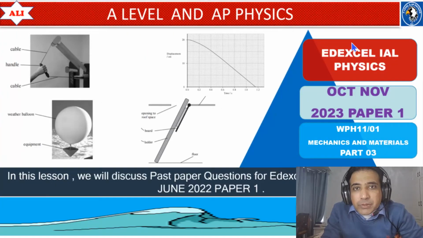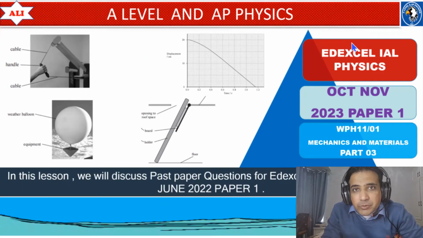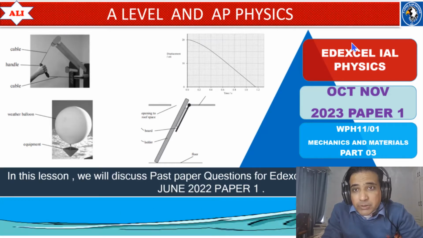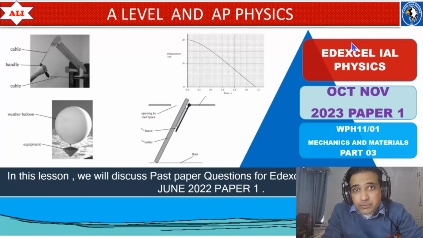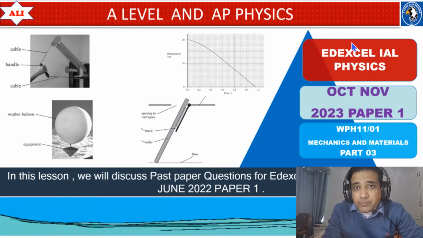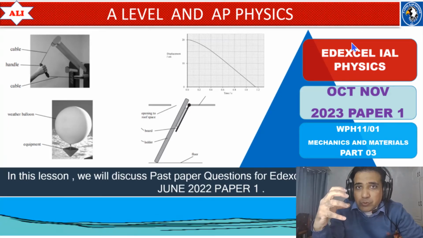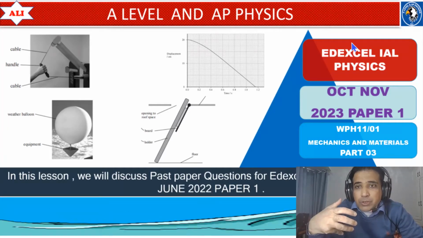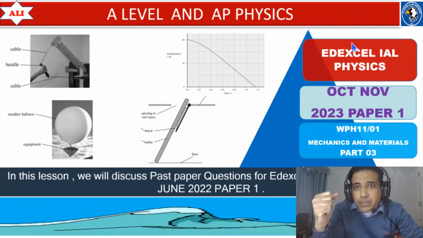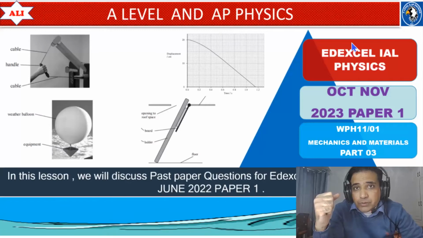In today's lesson, we will discuss past paper questions from October-November 2023 paper 1. In the last two videos, we have already discussed from question 1 to question 13. And today's lesson, we will start from question number 14 and we will try to cover all remaining questions from this paper. As always we will discuss these questions in detail so you can improve your conceptual understanding of physics and also you can have better understanding of these questions.